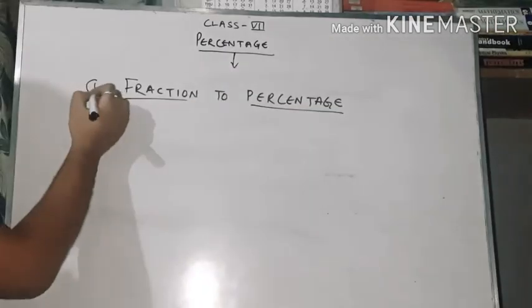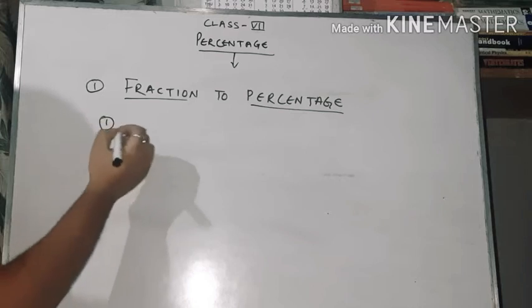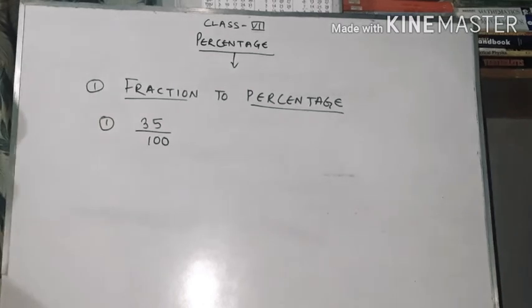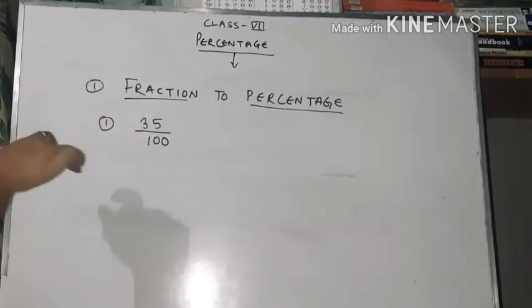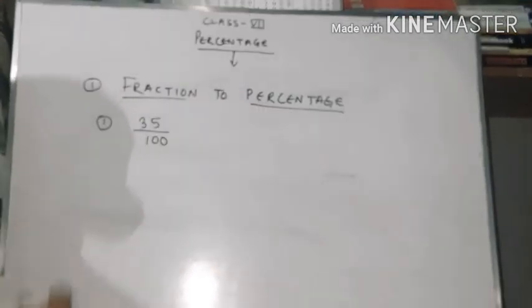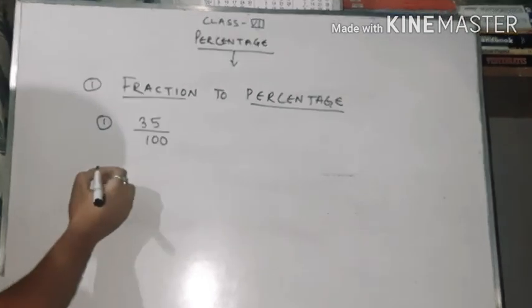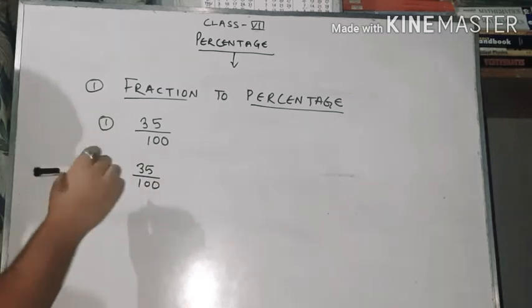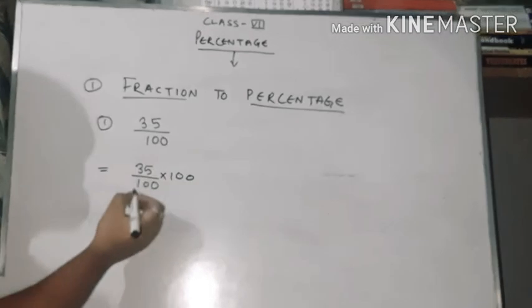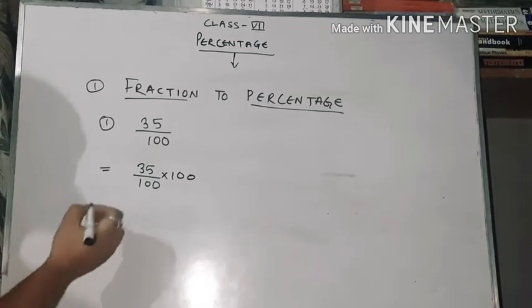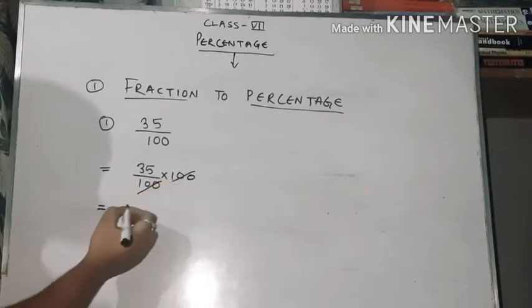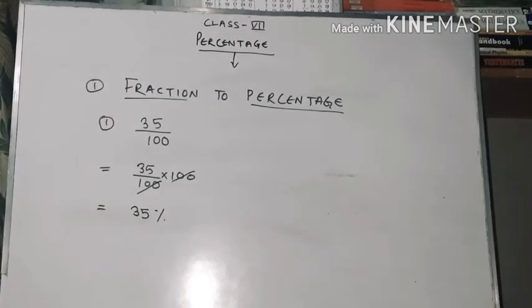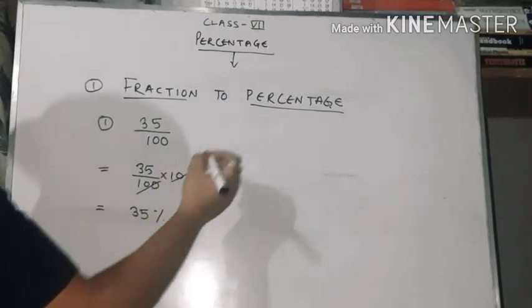Suppose somebody said 35 out of 100. How do we change this fraction into a percentage? We take 35 by 100 and multiply it with 100. When the fraction gets multiplied by 100, we get the percentage. So it is 35%. This is the first example of converting a fraction to a percentage.